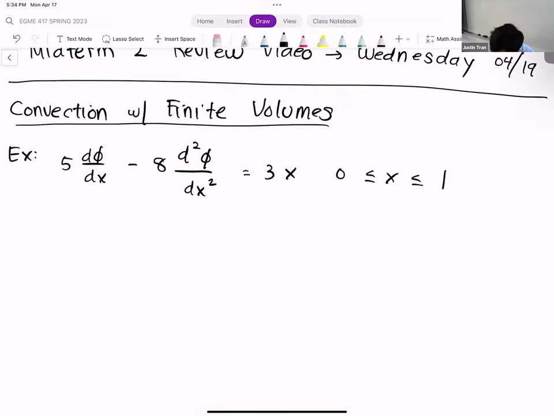We have our boundary conditions. Our first boundary condition is a Dirichlet boundary condition on the left: phi of zero is equal to 10. Our second boundary condition is the Neumann boundary condition on the right. Remember, the way that we define that for convection problems now is we say the overall flux, or the overall transport of the solution across the right boundary, is going to be 3.